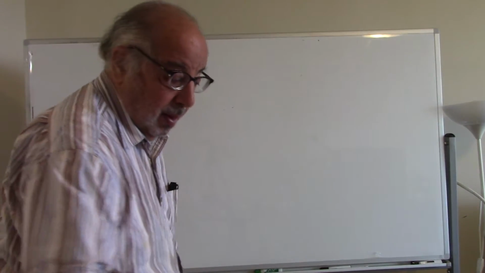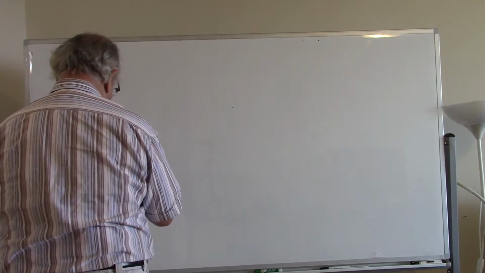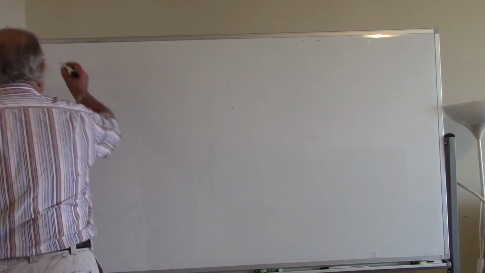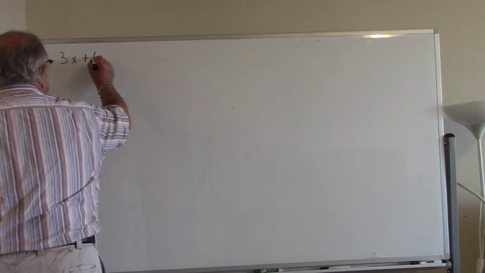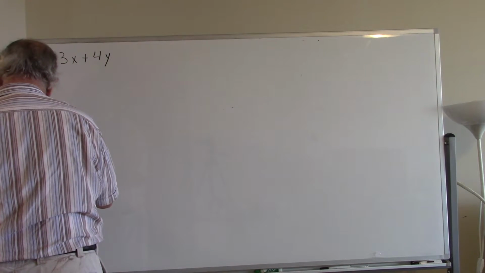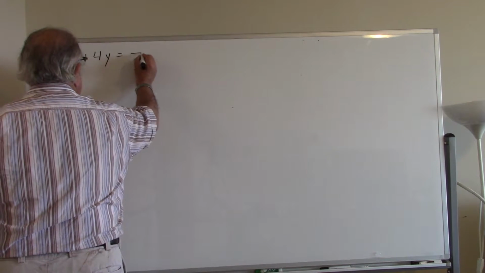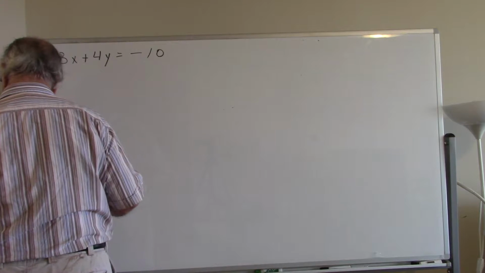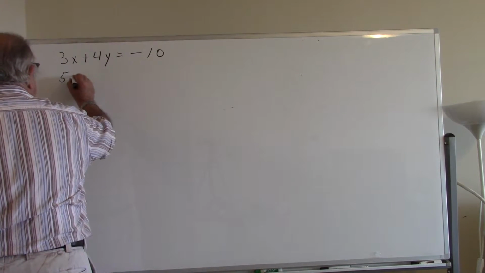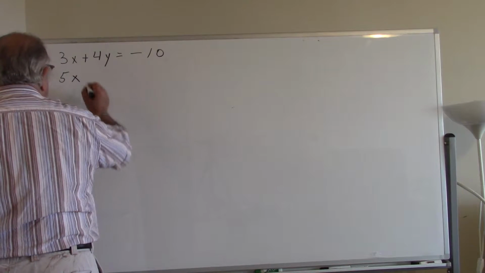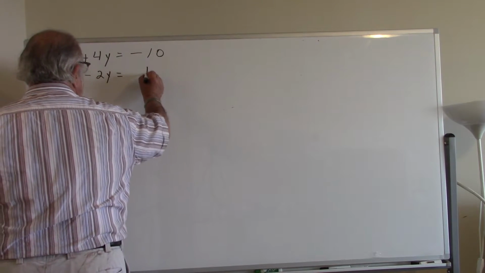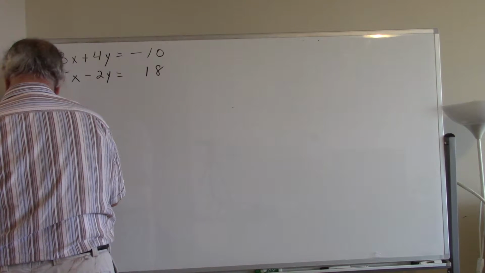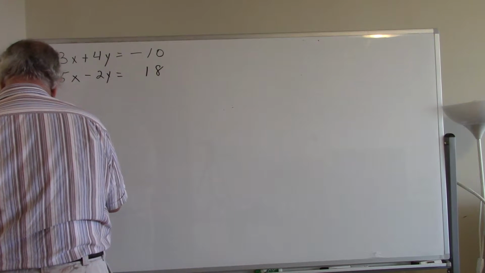Oh, here we go. Here's another problem. 3x plus 4y equals negative 10. 5x minus 2y equals 18.